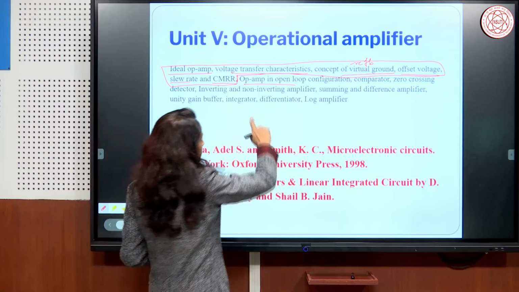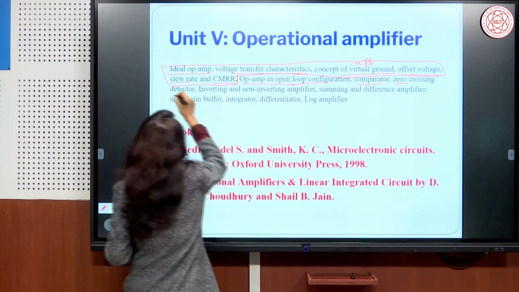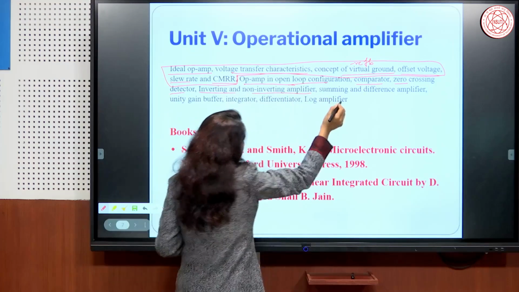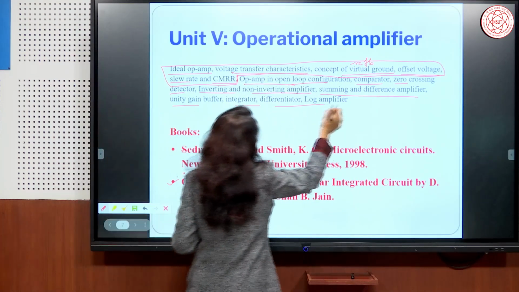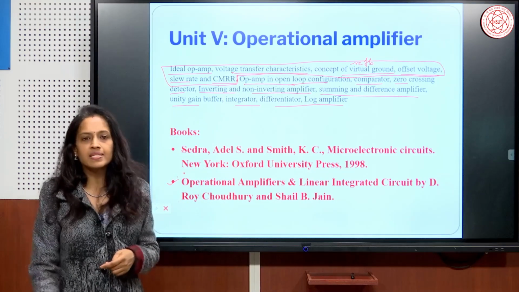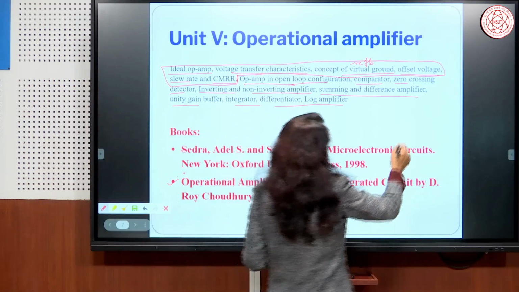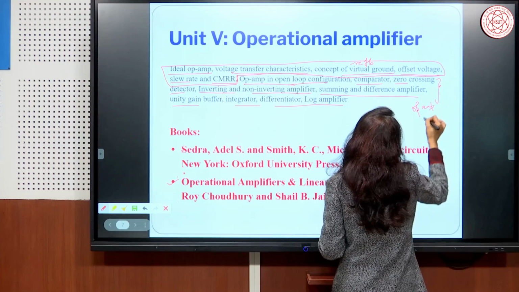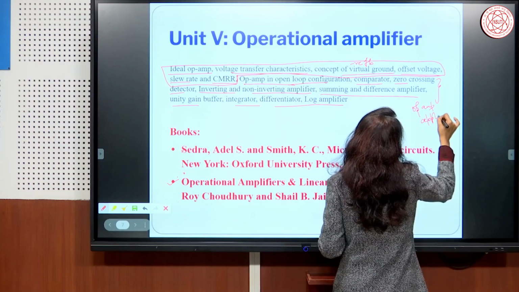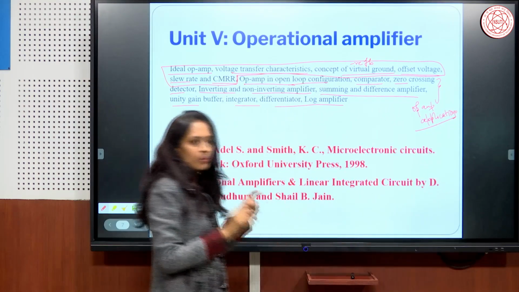Now coming to op-amp in open loop configuration: comparator, zero crossing detector, inverting and non-inverting amplifier, summing and difference amplifier, unity gain buffer, integrator, differentiator and log amplifier. These are all the applications of your operational amplifier, op-amp applications. So all these application circuits you should know.